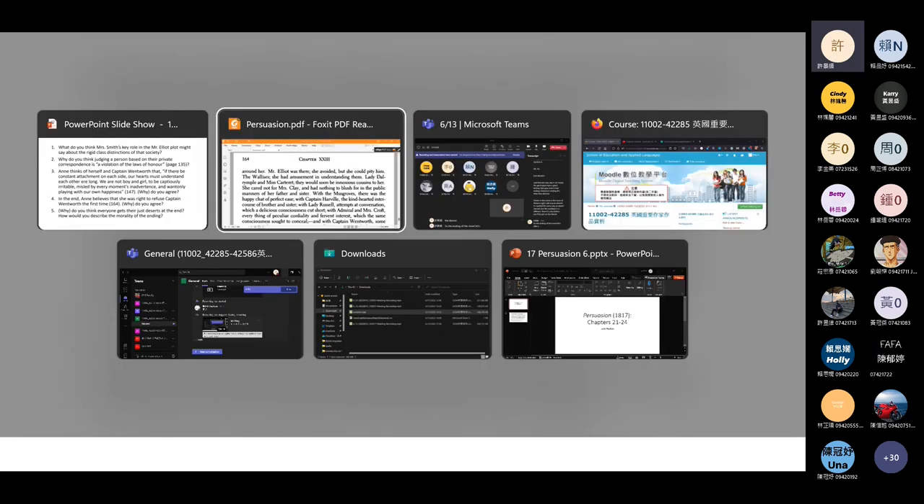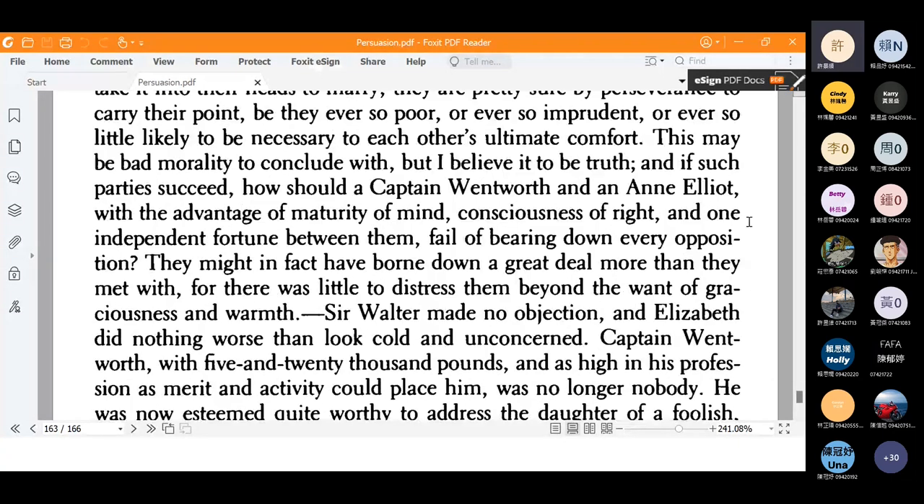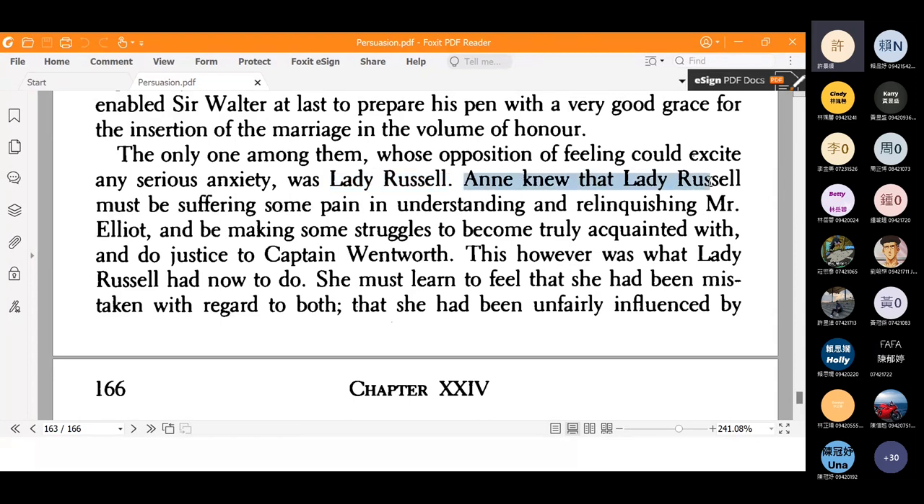Chapter 24. What happens at the end? Well, we know that Wentworth and Anne get married. What about the other people? Lady Russell. Anne knew, this is on page 165. Anne knew that Lady Russell must be suffering some pain in understanding and relinquishing 释放走, Mr. Elliot, finally knowing what kind of person he is. And she must be making some struggles to become truly acquainted with and do justice to Captain Wentworth.